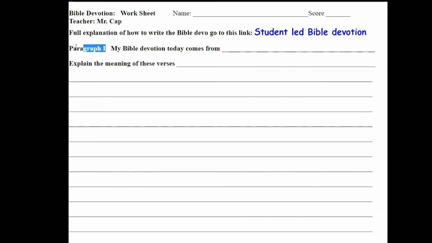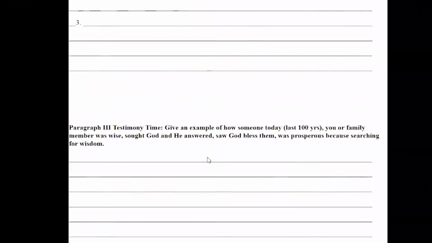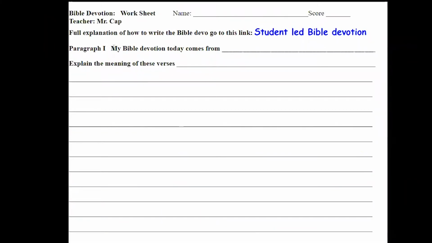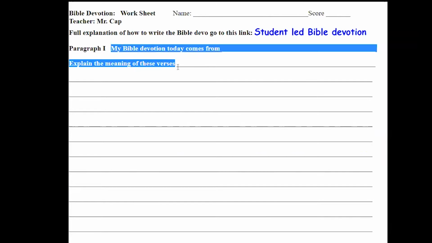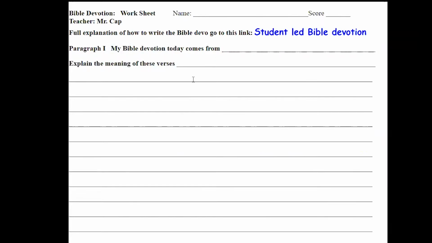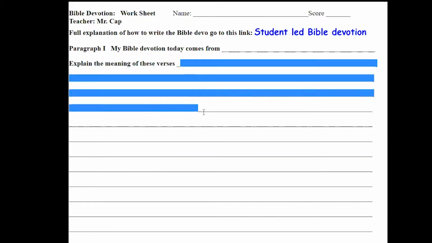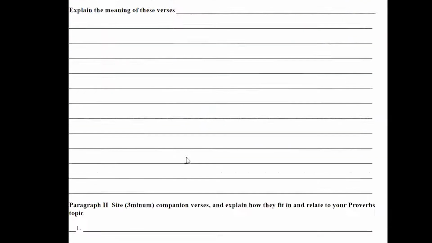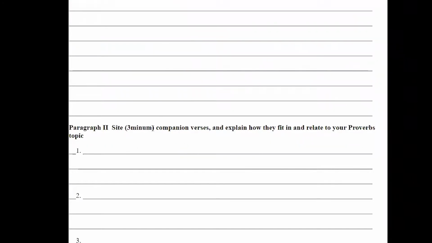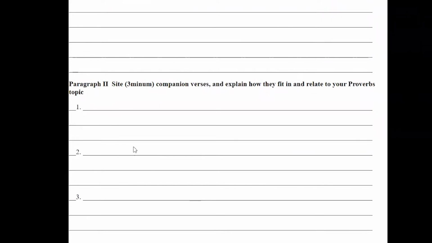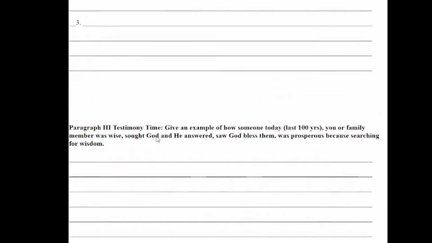So here's that. They're going to write five paragraphs in their devotion. In paragraph 1, they're going to tell me why they've chosen and what they're going to talk about. In paragraph 2, they're going to talk about what their devotion is today. It comes from what scripture verses. They're going to explain the meaning of those verses in these lines. Here, they're also going to give what I call companion verses in their Bible Devo, something from the Old Testament, something from the New Testament.